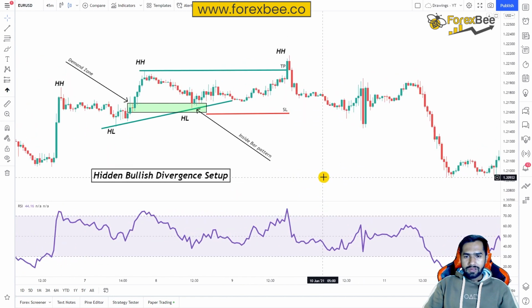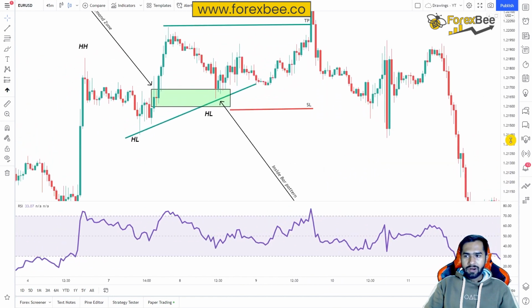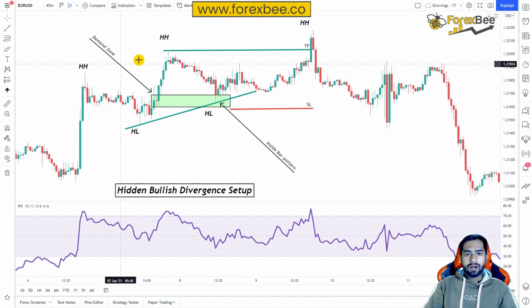So now here we can see that currently the market is forming clear higher highs and higher lows, but the indicator, instead of following the market, is forming a lower low. You can see a lower low here, and again you can see a formation of a lower low here. Let me draw a line here.